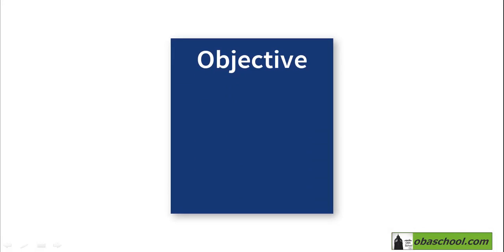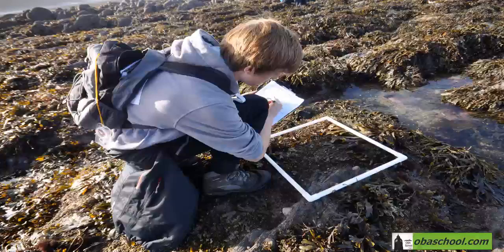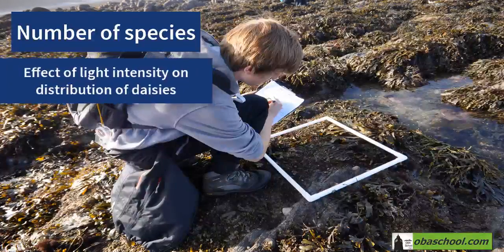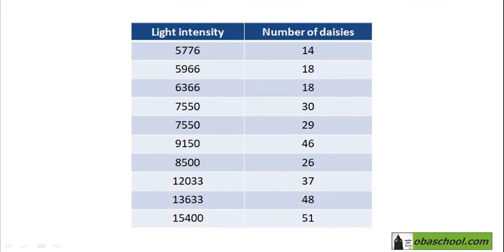In this tutorial, we're going to present and analyze the obtained results. In the previous video, we learned how to perform both sampling techniques and recorded the number of species we are investigating in a table. So if you choose one of the examples that we have taken, for example, the effect of light intensity on distribution of daisies, here we have the light intensity and the number of daisies.